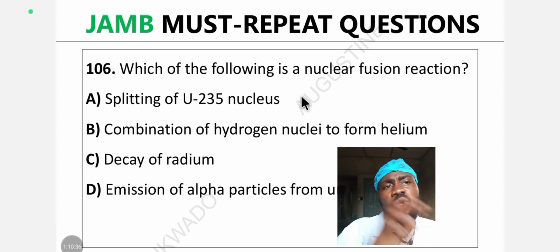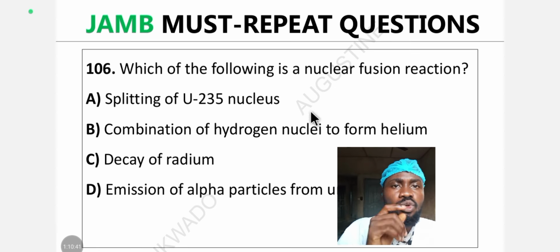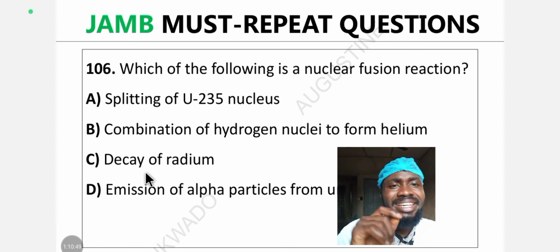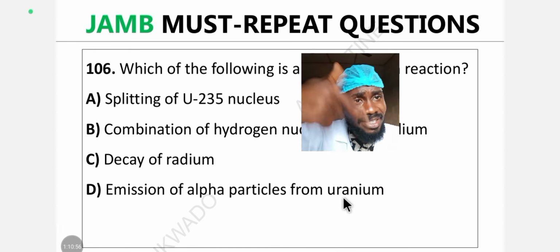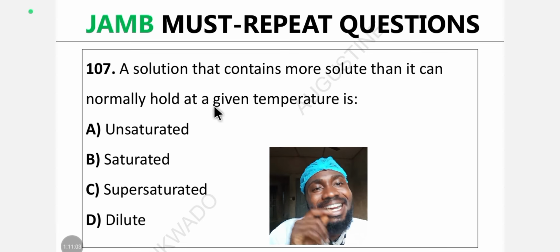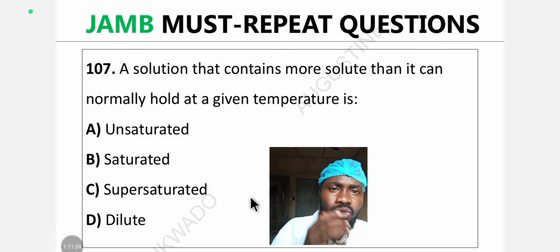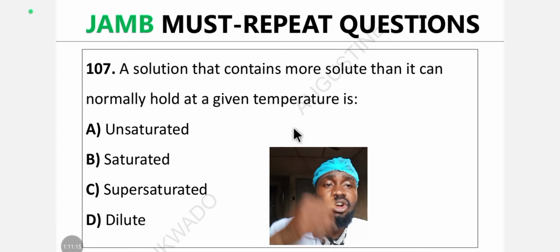Question 106. Which of the following is a nuclear fusion reaction? A. Splitting of uranium-235 nucleus. B. Combination of nitrogen nucleus to form helium. C. Decay of radium. D. Emission of alpha particles from uranium. What's the answer? Drop the answer in the comment section. Question 107. A solution that contains more solute than it can normally hold at a given temperature is A. Unsaturated. B. Saturated. C. Supersaturated. D. Dilute. What's the answer? Drop the answer in the comment section.